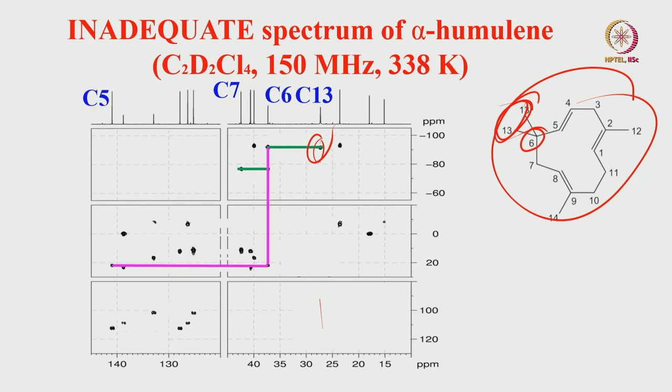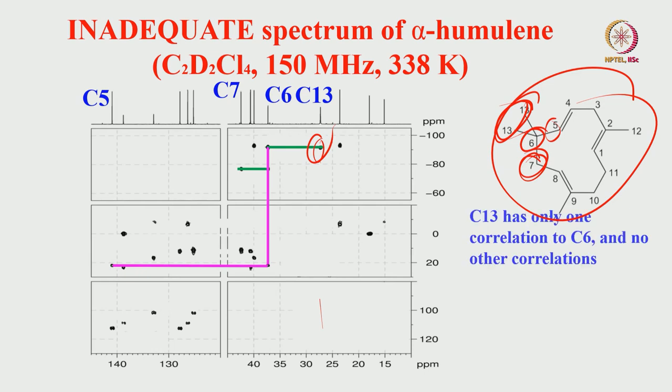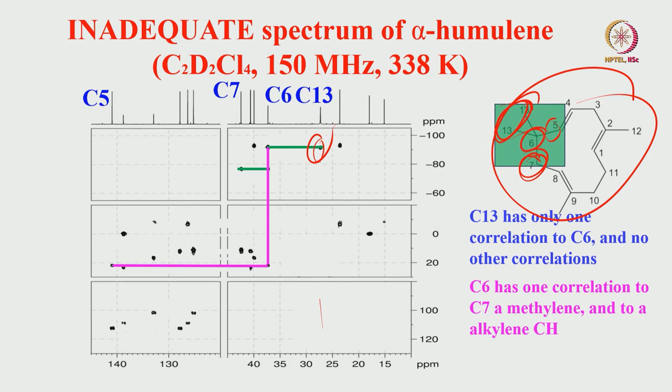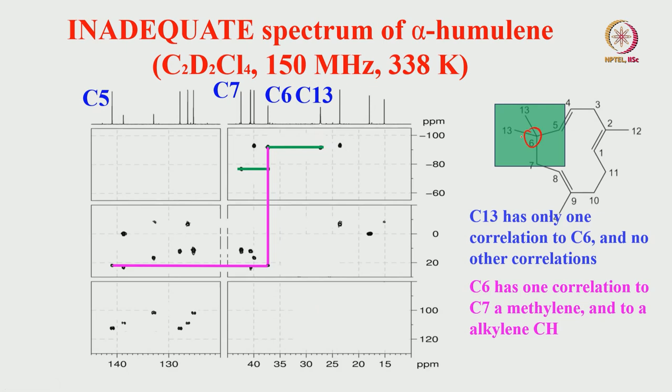Why did I say carbon 5 and why did I say carbon 7? I already know the CH2 and CH3 from the multiplicity-edited HSQC, which is CH2 and which is CH. So I know this CH2 has to be there. Then, based on the possible structure, I said this is C7 and this is C5. C13 has only one correlation, to C6. C6 has correlations to C7, a methylene, and to an alkyl CH. That's what we got, so this group is identified very easily. C6 cannot correlate to anything else apart from C5, C7 and C13. So the whole group is identified because of INADEQUATE already.